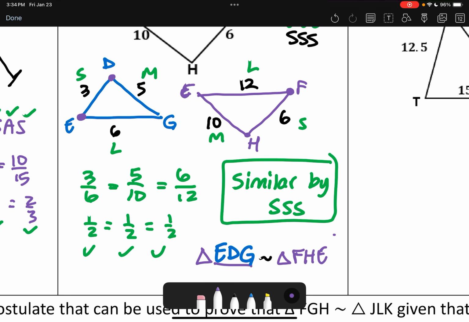So I wanted to go through the similarity statement on this one a little bit more in detail, just because these are kind of the easier ones to make a mistake on. Like I said earlier, use those markings to help you identify your corresponding parts.